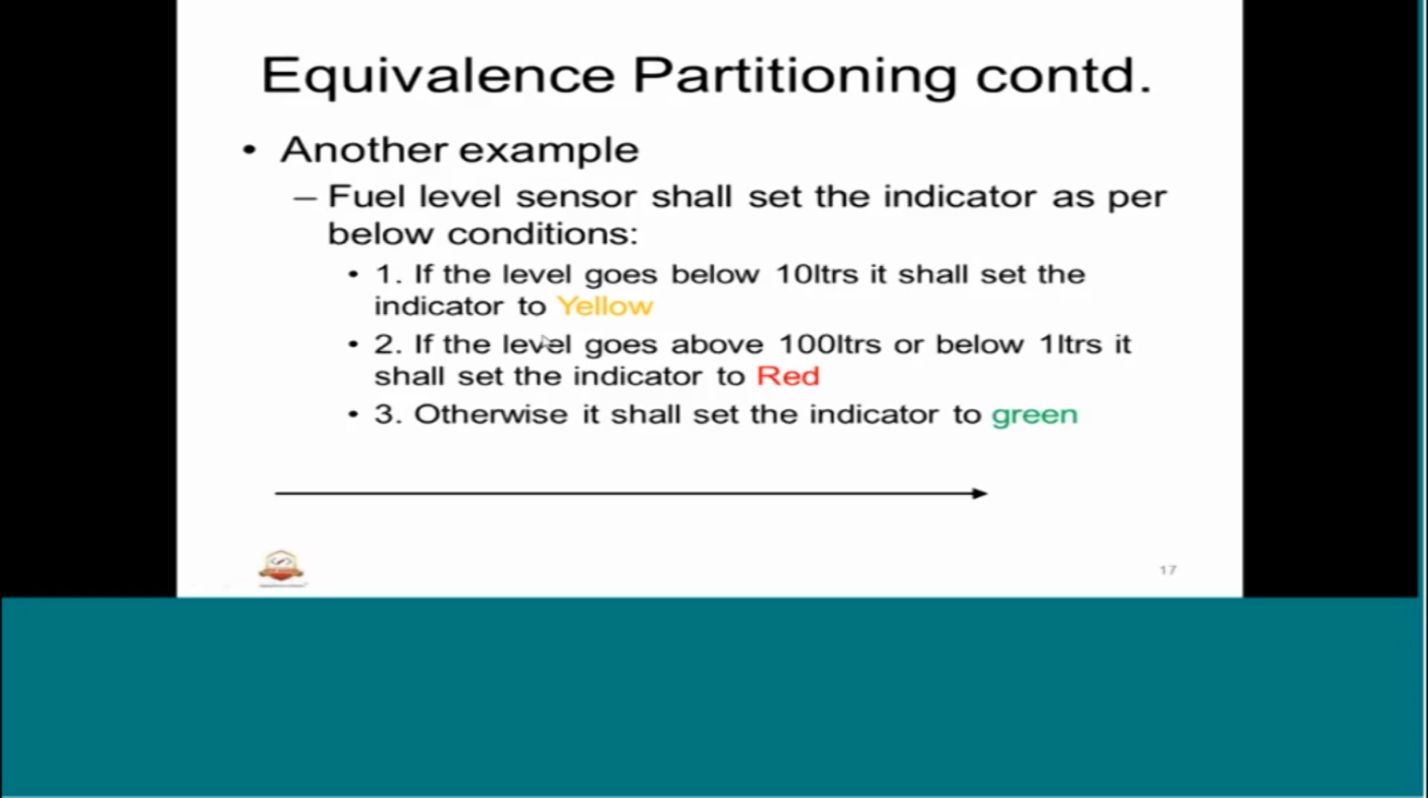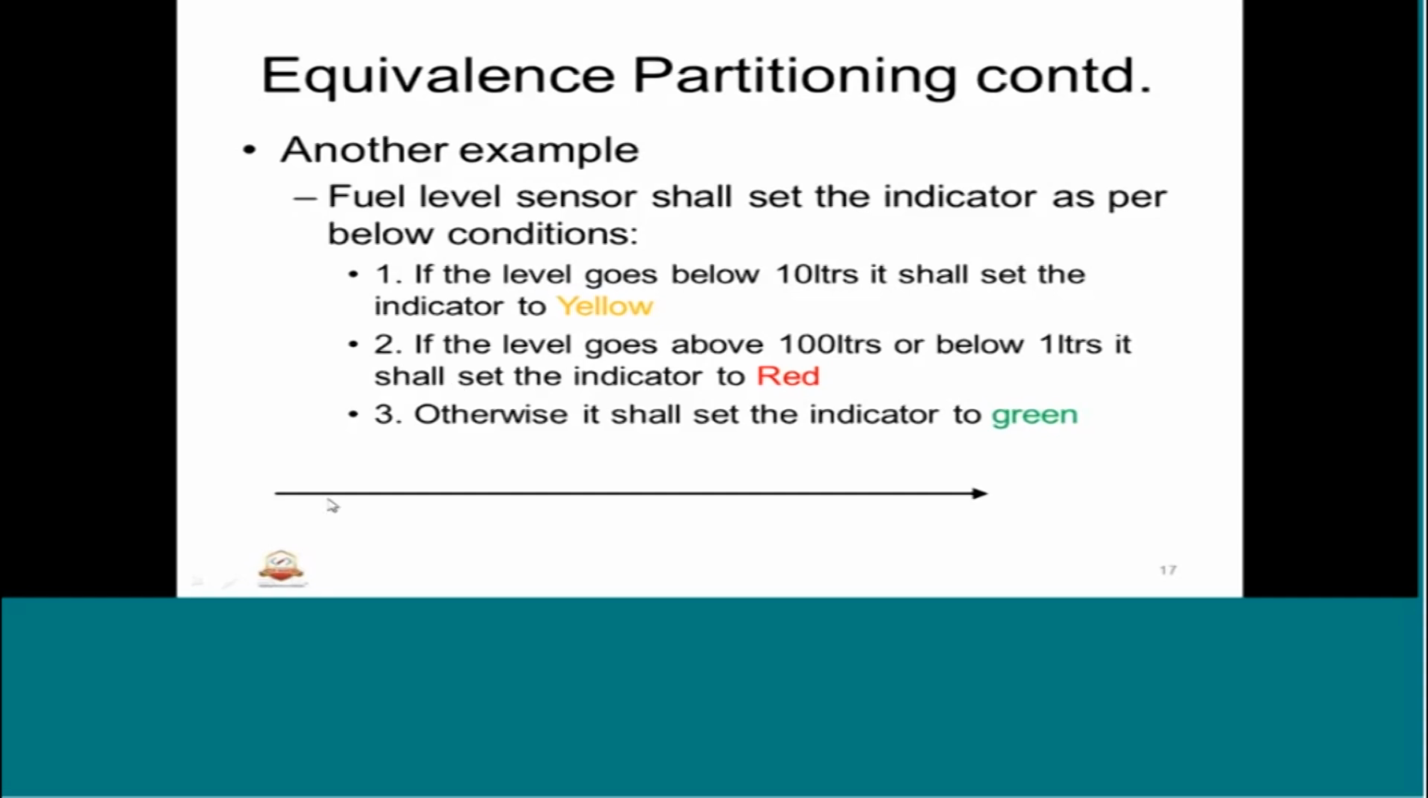So just to have an understanding of different values, I'll just repeat. So there are 3 sub requirements for the fuel level. The one requirement for green talks about 10 to 100 liters. The one that talks about red is less than 1 liter or above 100 liters. The indicator will show red. The one that is between 1 and 10 will indicate yellow.